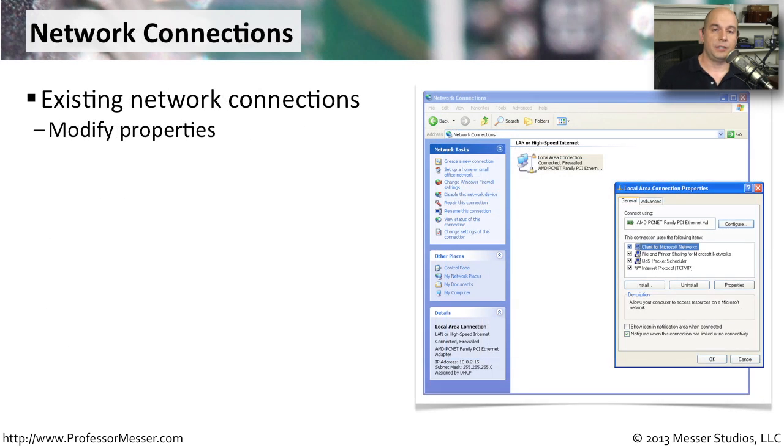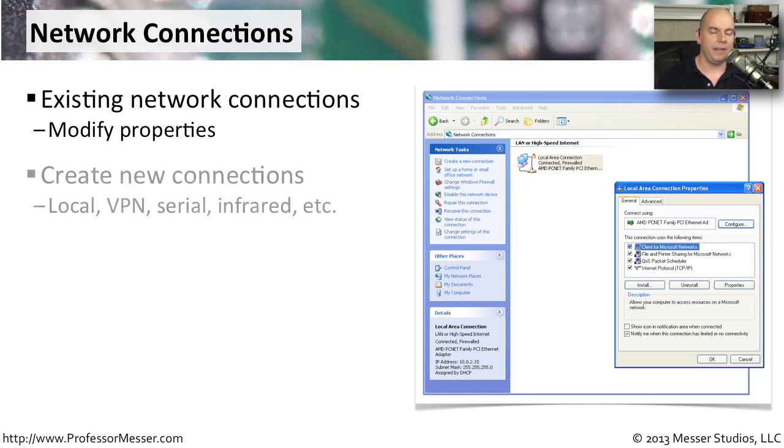In Windows XP's control panel, you also have network connections. This option allows you to define exactly how the network connections will be configured in your computer. You'll see a list of all of the different connections, and these may be LAN connections, they may be VPN connections, it might be even a serial or an infrared connection that's used to network information across that link.